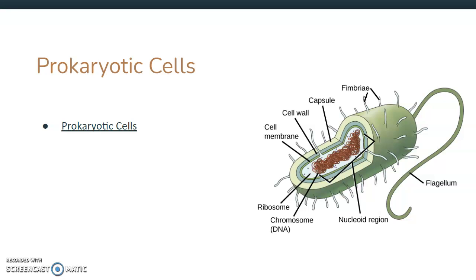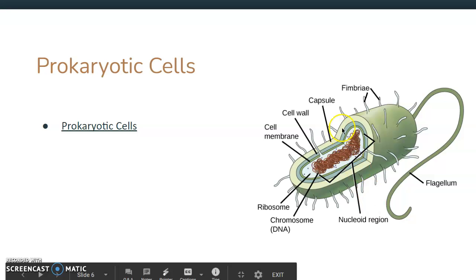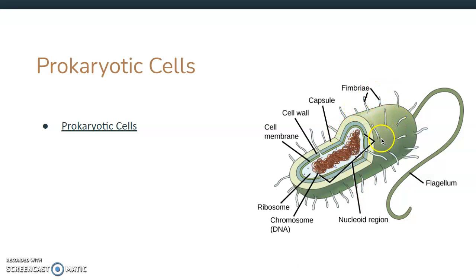We have a different looking cell over here. It has a flagellum, a kind of tail to help it move around, and a lot of fimbriae to help it attach to different things. But the inside of it looks very different than our other one. Let's talk about the word prokaryotic first. Pro means before, and karyo means nucleus. So before a nucleus, or another way to think of it is pro rhymes with no, so no nucleus.